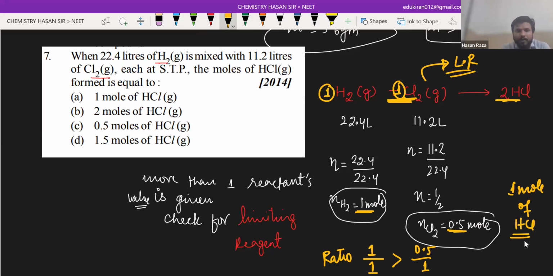Again, I'm going to repeat it. When more than one reactant's value is given, first, whatever is given, you convert into number of moles. Then you have to check for limiting reagent. How do you check? Check the ratio: the given number of moles divided by the number of moles in the balanced chemical equation. The smaller one will be the limiting reagent. And the product formed will be according to the limiting reagent, not the one which is in excess. So 1 mole will give 2 mole, so here 0.5 mole will give 1 mole of HCl. Is that clear?